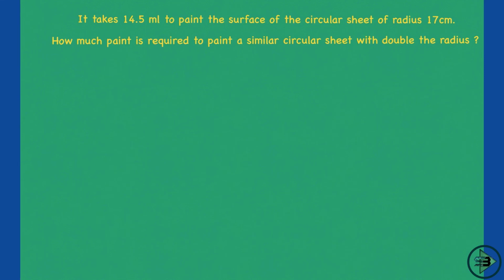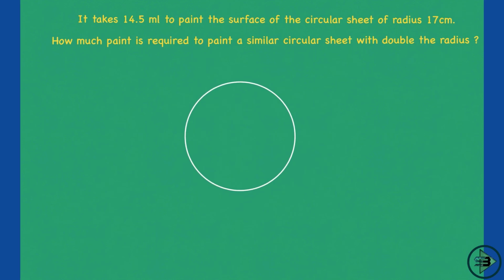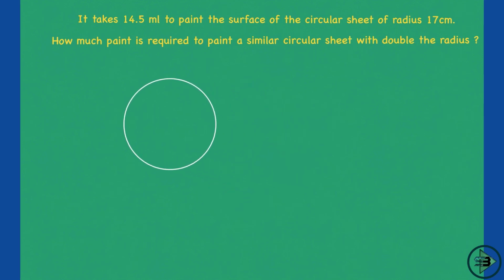Now this is the next problem. It takes 14.5 ml of paint to paint the surface of a circular sheet of radius 17 centimeters. So what am I doing here right now? I am painting a circular sheet. So let's first draw a circle. This is the circular sheet, and say the radius here is equal to 17.